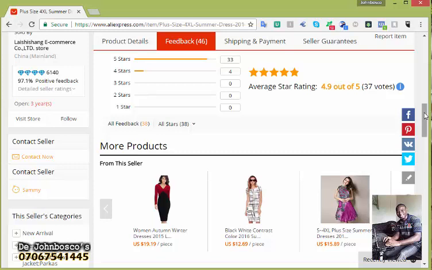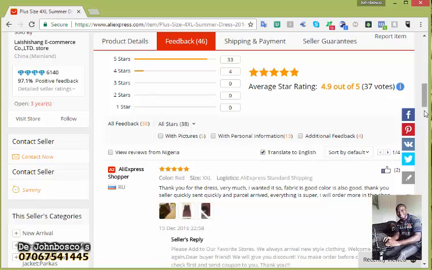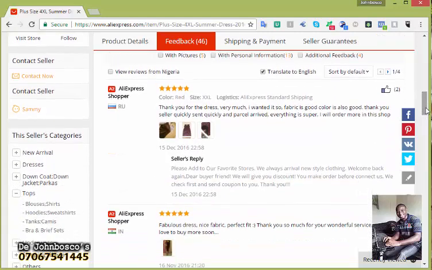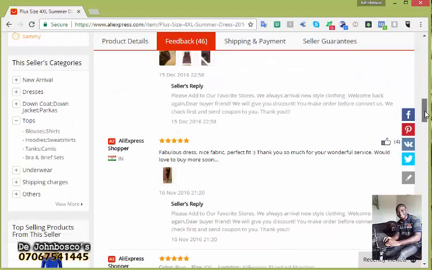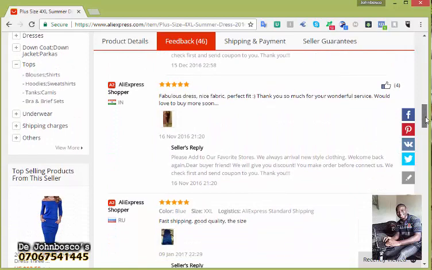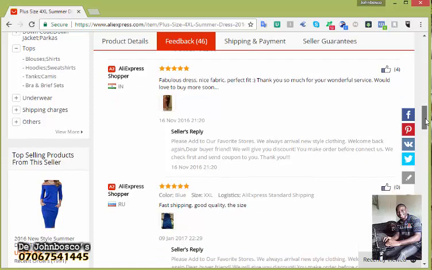So now the page has loaded, so let's take a quick look. This person from Russia says, "Thank you for the dress very much. I wanted it so. Fabric is good, color is also good. Thank you. Seller sent quickly and parcel arrived. Everything is super. I will order more in this shop." Okay. "Fabulous dress. Nice fabric. Perfect fit. Thank you so much for your wonderful service. Would love to buy more." Alright. Now, this is very good, okay?